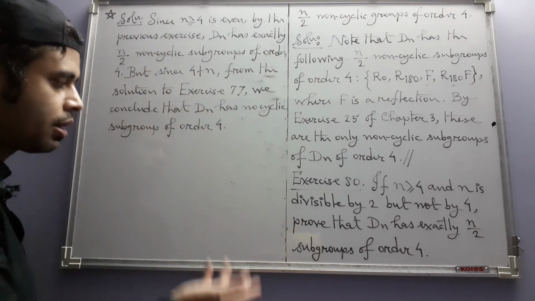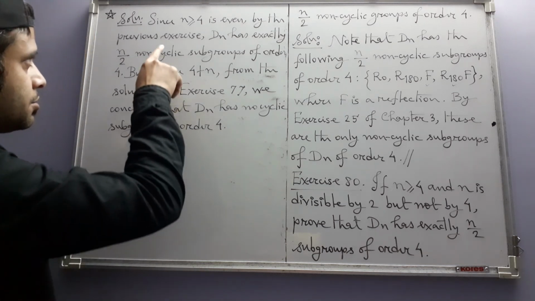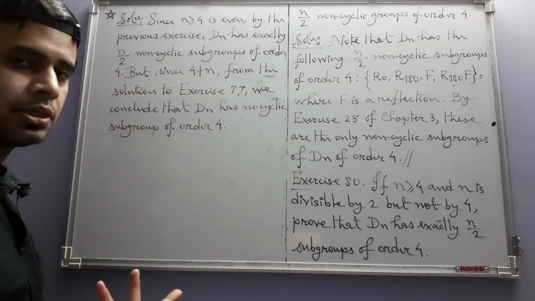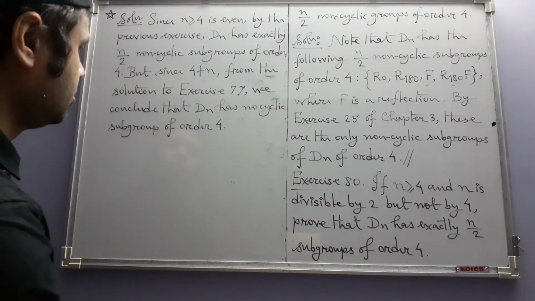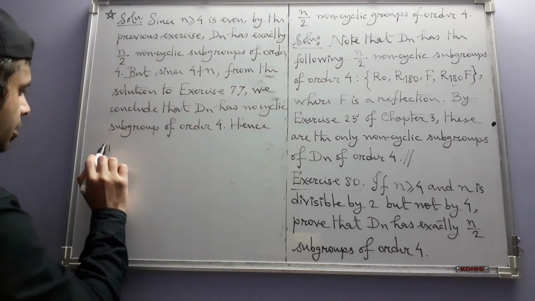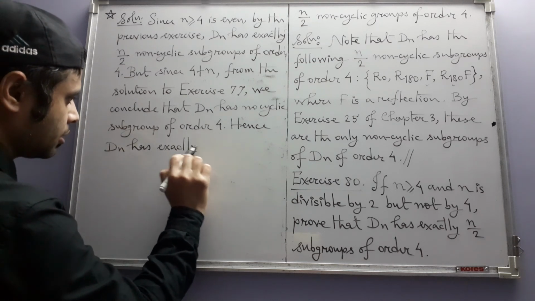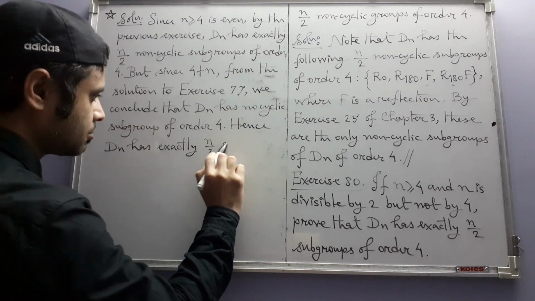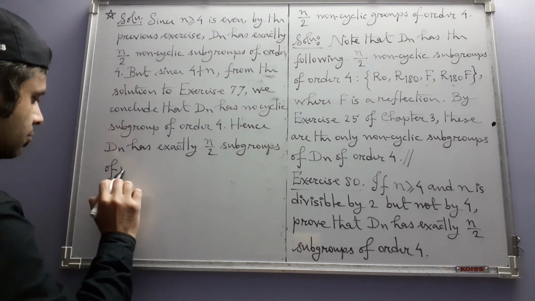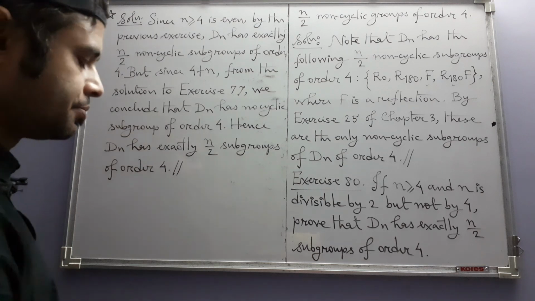So we will not have any cyclic subgroup in Dn of order 4, but non-cyclic subgroups of order 4 are there, and their number is n by 2. So the number of subgroups in Dn of order 4 itself is n by 2. Hence Dn has exactly n by 2 subgroups of order 4. This completes the solution.